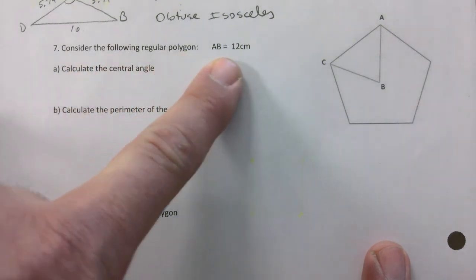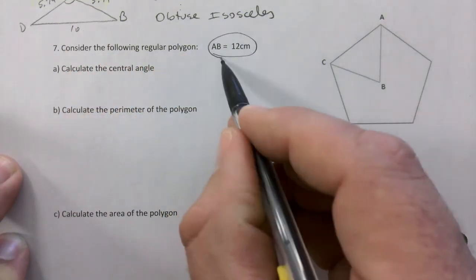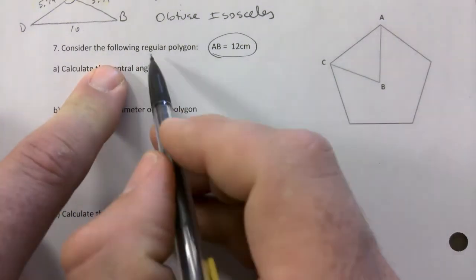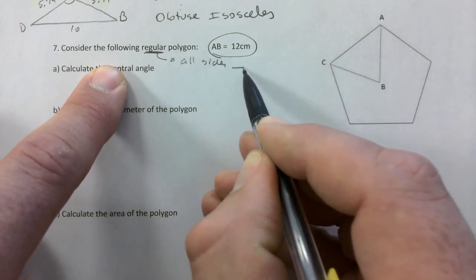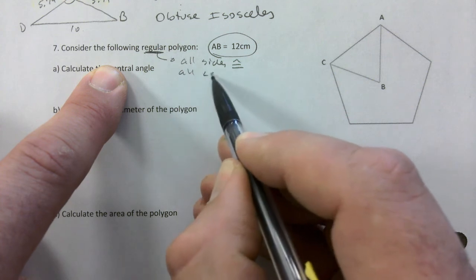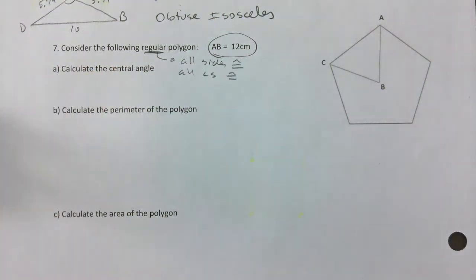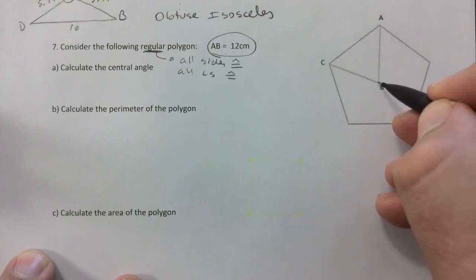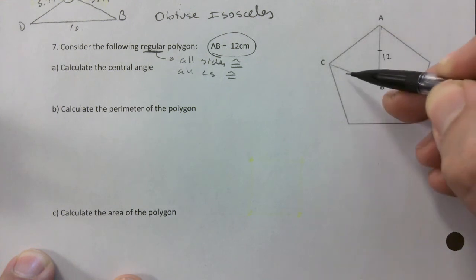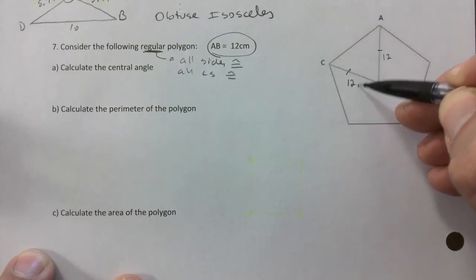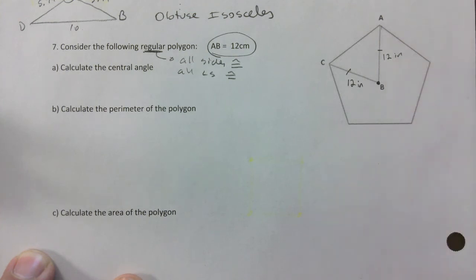Consider the following regular polygon. AB is 12. It's a regular polygon. That means all sides are congruent. All angles are congruent, right? So it stands to reason that if AB is 12, then this would be the same as this, right? If you're going from the center to any corner, it will be the same distance because it's all equidistant. So we'll keep that in mind, park it for now.